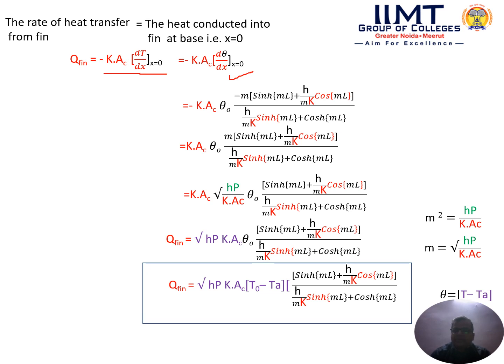Number one, when the fin length is infinitely long. Number two, when the fin length is finite long but the tip is insulated. And number three, when the fin length is finite long and the tip is not insulated, that means there is heat transfer by convection from the tip surface to the surrounding. Clear? Next one is the performance of fin.